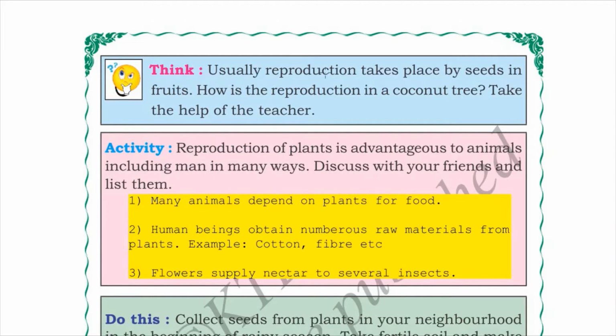Think. Usually reproduction takes place by seeds in fruits. How is the reproduction in a coconut tree? Take the help of the teacher. So for this activity, we need to think about how coconut trees reproduce.